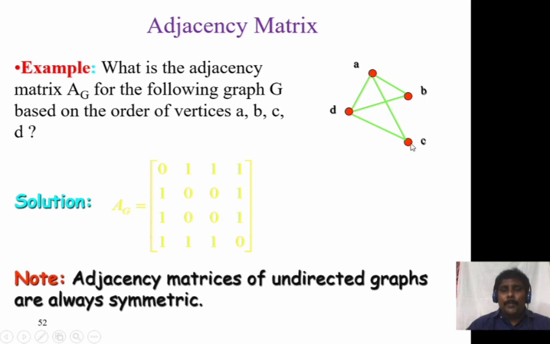C to A. Yes, C to A is there. C to B is not there, so 0. C to C, is there a loop? No, it is not a loop, so 0. C to D. Adjacency matrices of undirected graphs are always symmetric. So this is about the adjacency matrix.